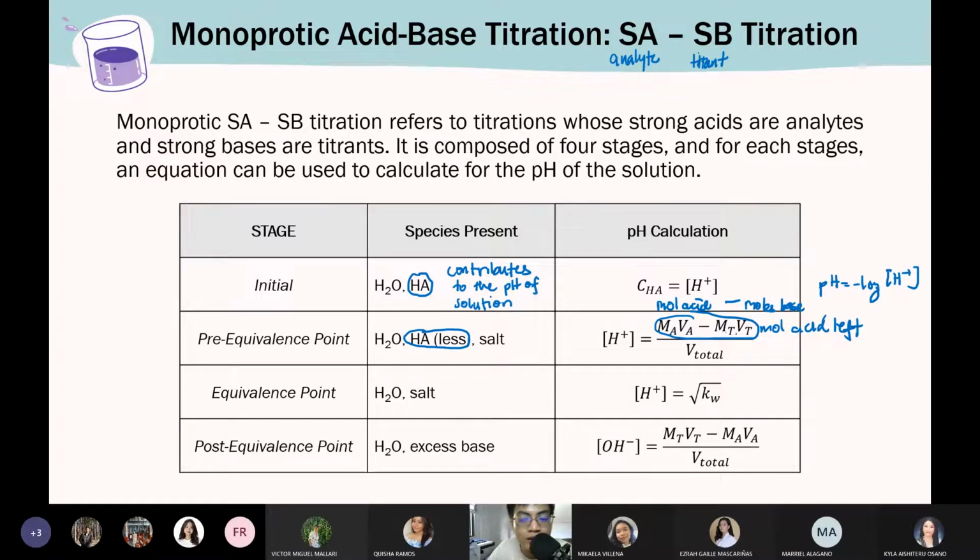Okay? So yan na lang yung natira na acid kasi 'di ba nag-react nga siya sa base. So this difference will actually give you the mole of the acid that is left. But remember, in getting the pH, we want molarity, not the moles, right? So, yung moles ng acid na natira, we have to divide it by the total volume. Okay? Total volume. Why? Kasi dilution. Okay? Nadagdagan yung volumes mo eh. So, you have to divide it by the total volume. Okay?